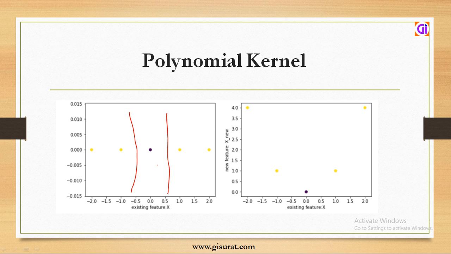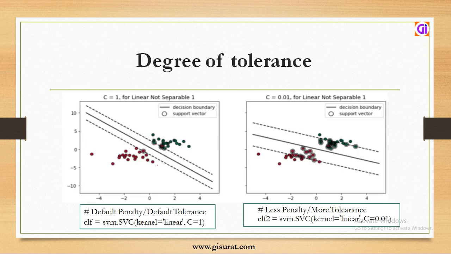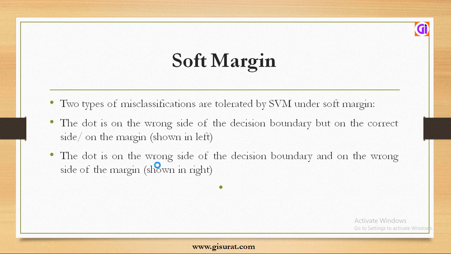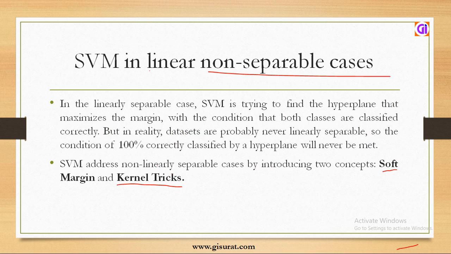So in such a situation, what should we do? The first solution is soft margin. The second solution is kernel tricks. So the first one is soft margin, the second one is kernel tricks. So what is the soft margin?